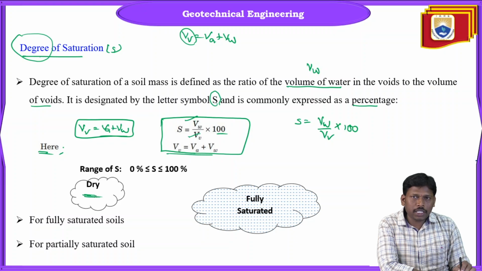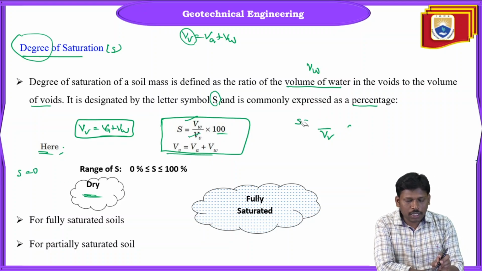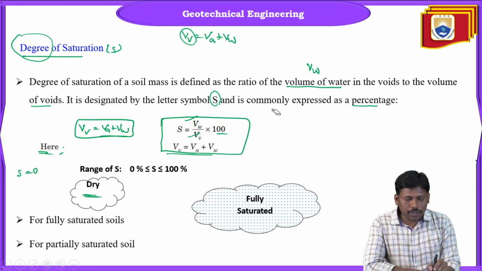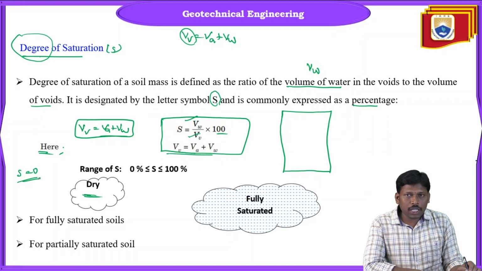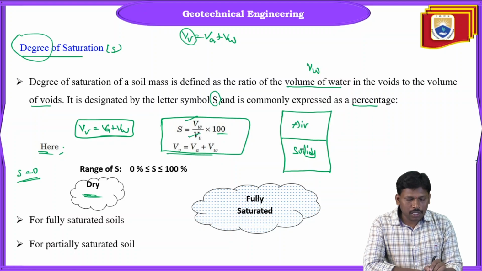When we will call it a dry soil, whenever this degree of saturation S is equal to 0. Suppose if you consider the three-phase diagram, you can see the phase when S is equal to 0. In that case, there is no water content. So then this three-phase diagram becomes what? Only two phases. Phase one is air and the other one is solids.